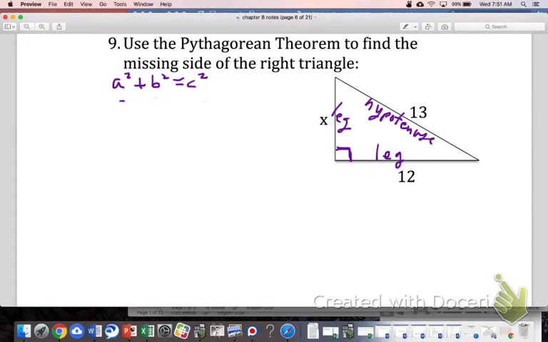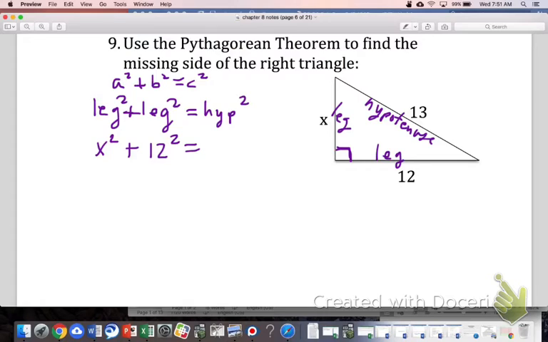So I think a better way to say the Pythagorean theorem is not a squared plus b squared equals c squared. I think the better way is to say leg squared plus leg squared equals hypotenuse squared. I think that's maybe a better way to think about it. Maybe you can get all the different pieces in where they're supposed to go and go from there. So with that in mind, I'm going to say that my first leg is x, so that's going to be x squared. And my second leg is 12, so it would be plus 12 squared. And then my hypotenuse is 13, so that would equal 13 squared. So that would be a good starting spot.